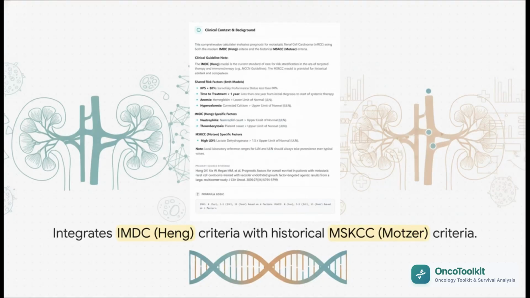Now, here's what makes this tool so powerful. It doesn't force you to choose. It calculates both scores at the same time. So you get the IMDC model, that's the current NCCN-aligned standard of care, really built for our modern era of immunotherapy and targeted agents. But you also get the MSKCC score, which provides that crucial historical context, especially when you're looking back at older clinical trials from the cytokine era.